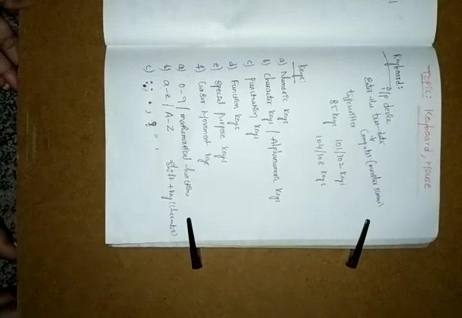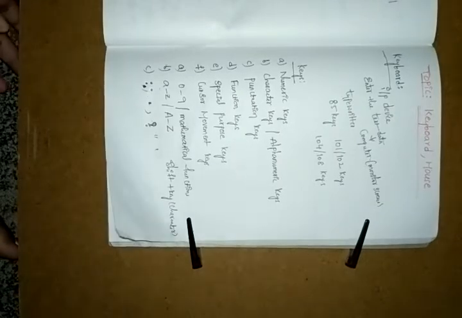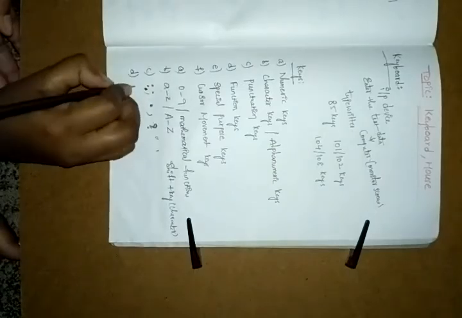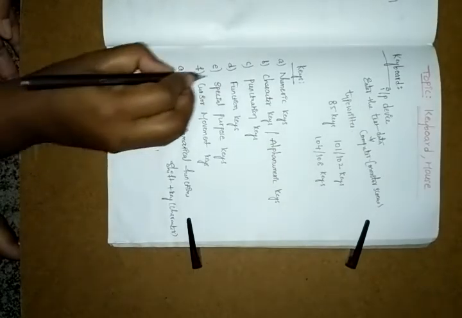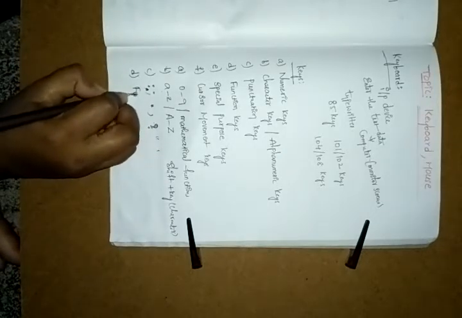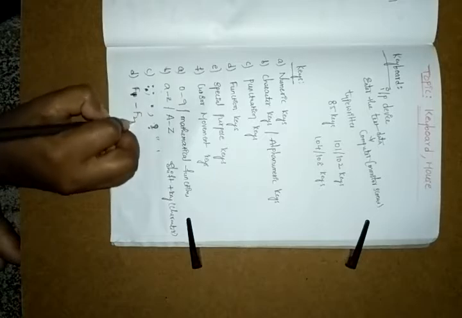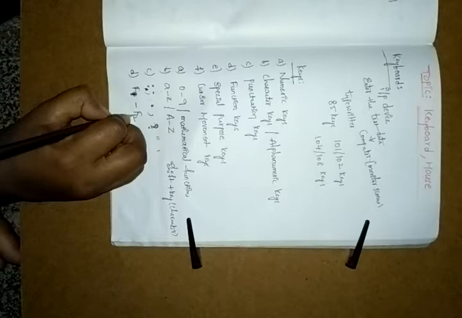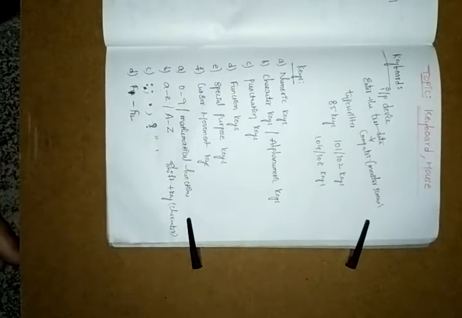Next, the fourth one, we have the function keys. Totally we have F1 to F12, which means in total we have 12 keys. Once you see this, you will understand.